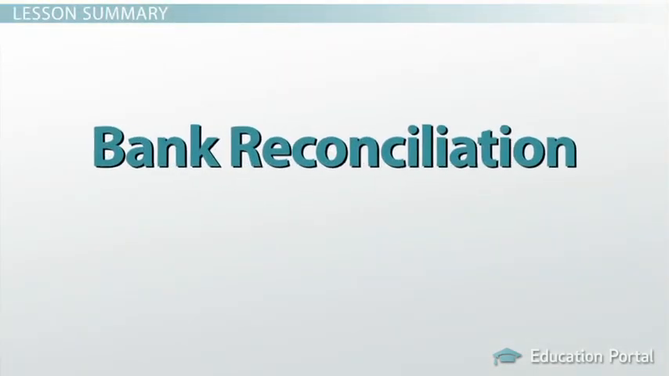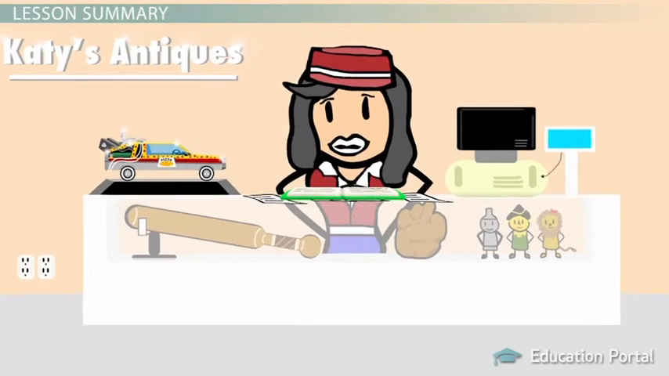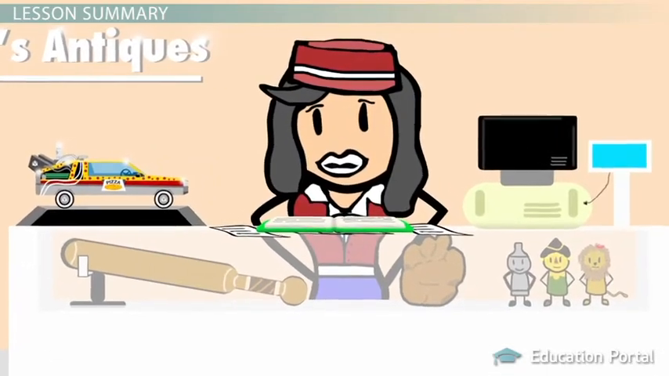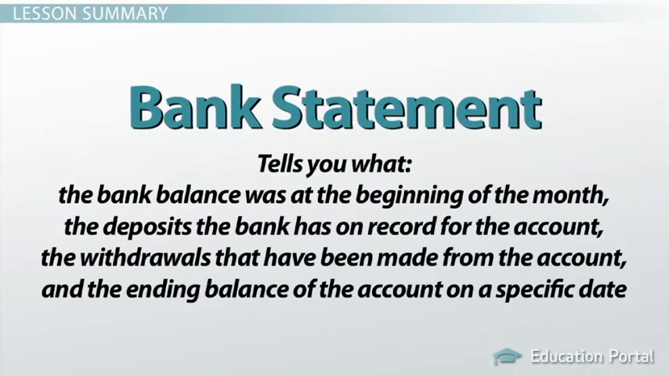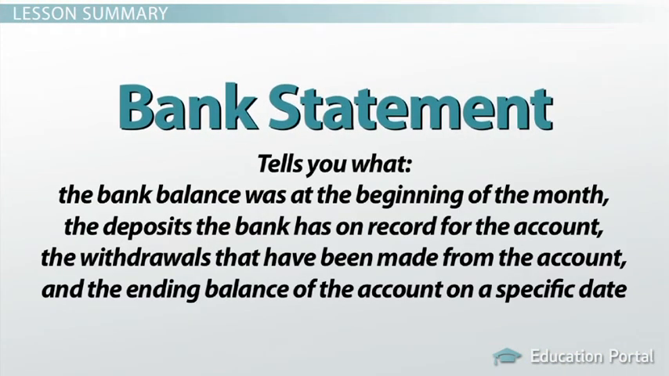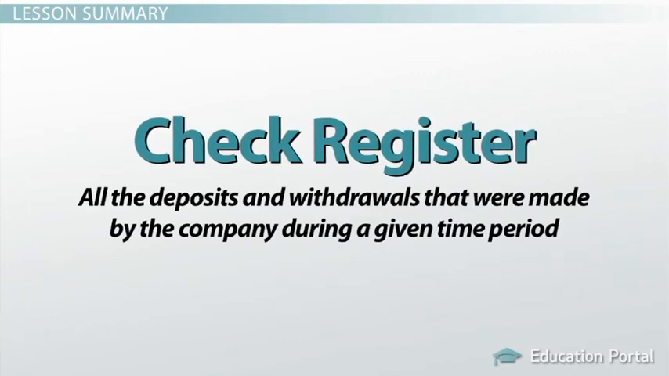A bank reconciliation is the balancing of a company's cash account balance to its bank account balance. In order to prepare the reconciliation, there are 5 basic steps to follow. First, all necessary documents need to be gathered. The 2 primary documents are the bank statement and the check register. The bank statement tells you what the bank balance was at the beginning of the month, the deposits that the bank has on record for the account, the withdrawals that have been made from the account, and the ending balance of the account on a specific date. The check register shows all the deposits and withdrawals that were made by the company during a given time period.